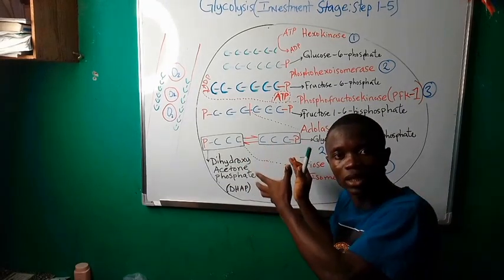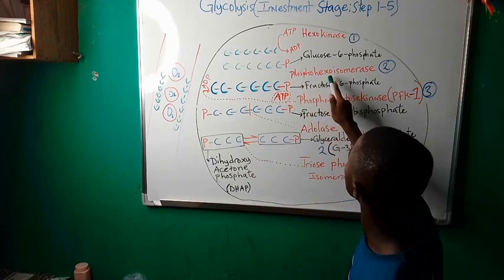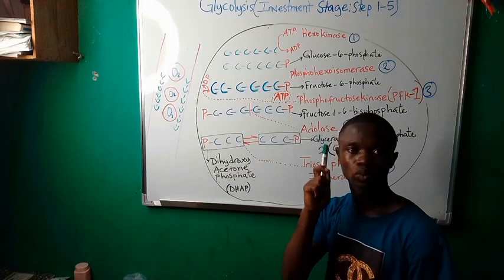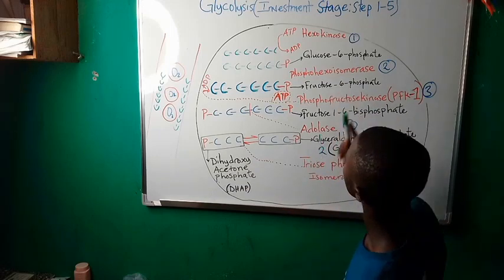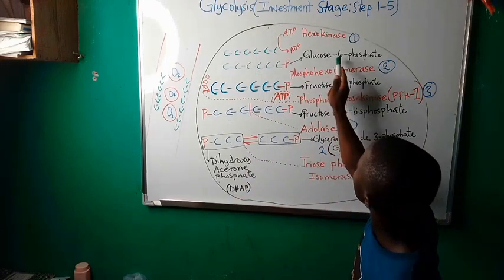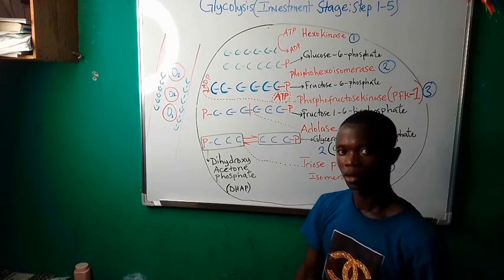But since we're discussing muscle cell, we have phosphohexoisomerase that catalyzes reaction number 2. Now, what this enzyme does is it will isomerize glucose 6-phosphate into fructose 6-phosphate.